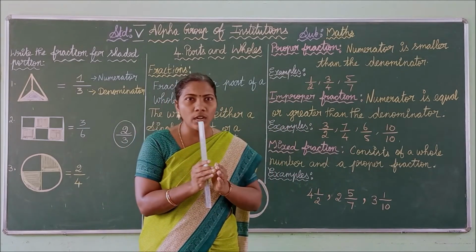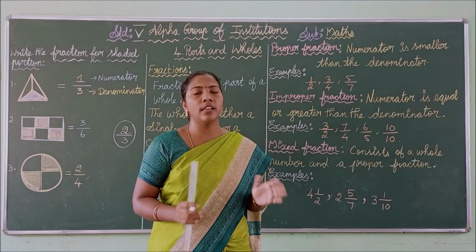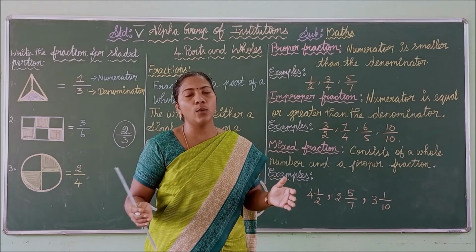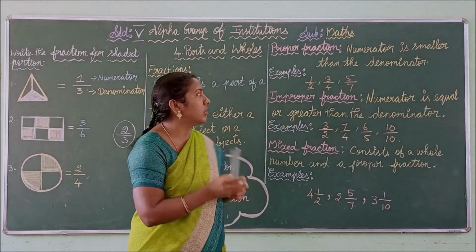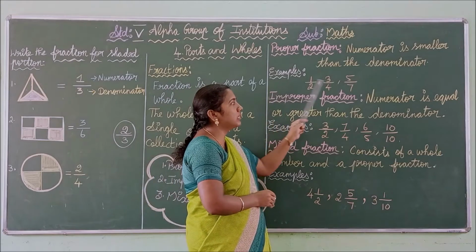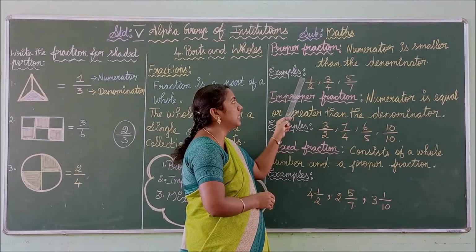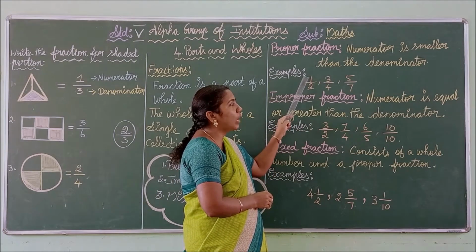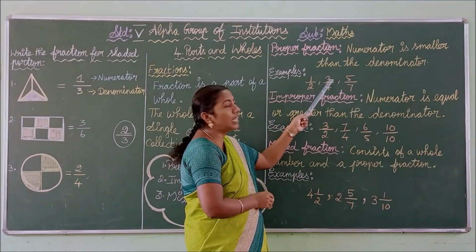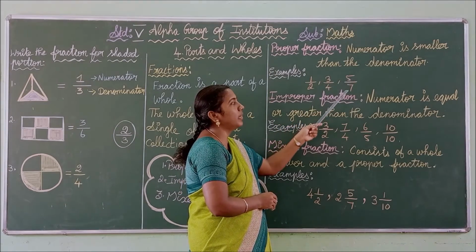Numerator is smaller than the denominator. It means the denominator is the bigger one, and the numerator is the smaller one. See here, I have given some examples for you. See the first example. Read the example: 1 by 2, 3 by 4, 5 by 7.